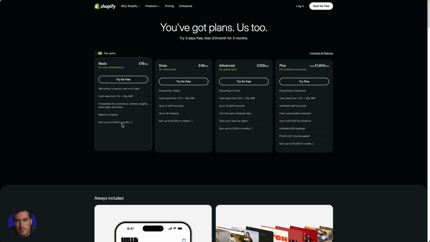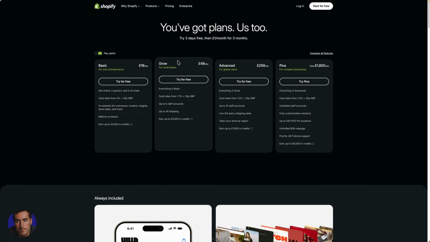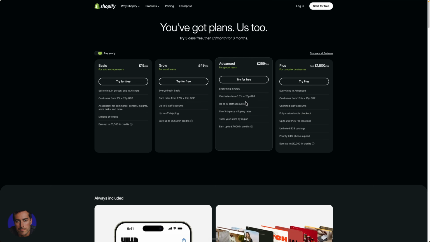I won't read everything out right here. Then they've got the Grow plan at $49 per month. You can see it's everything in Basic and better card rates. Advanced, this is described by Shopify as for global reach. That's at $259 per month. It's 1.5% for the card rates, and you get up to 15 staff accounts. So this is ideal if you're running a larger shop.